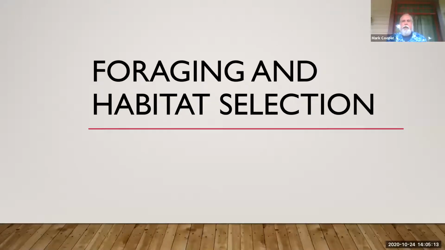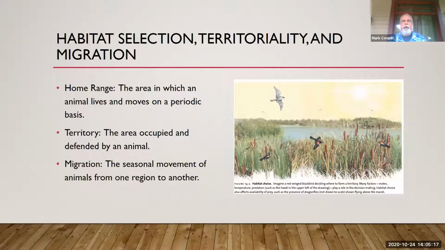All right, so we're going to move on now to habitat selection. So we're going to look at where you want to live, and there are some definitions you probably should know. One is a home range. This is basically where the animal is actually found.